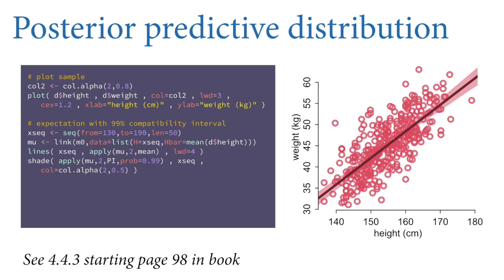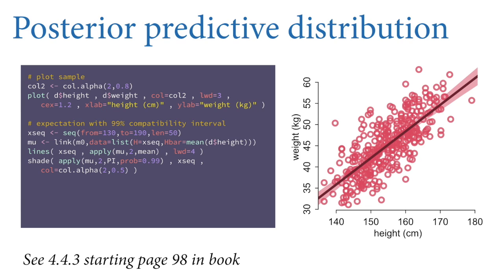You'll see that in the line that starts with lines here on the slide: lines, x sequence, and then apply mu to mean. That apply thing in R is a way of applying a function to a vector or a matrix. So mu is a matrix in this case, and we're taking the mean of the columns in it. That's what 2 means.